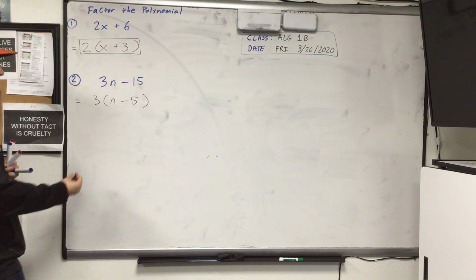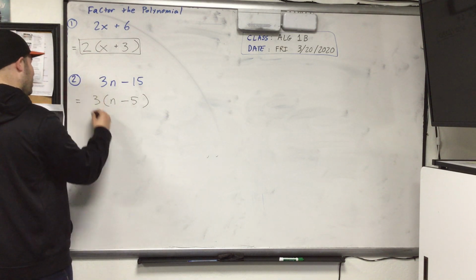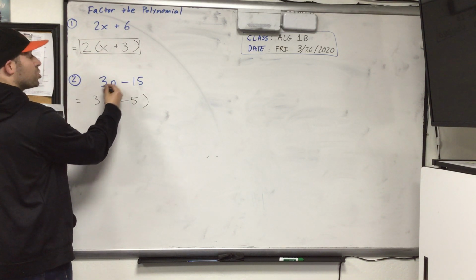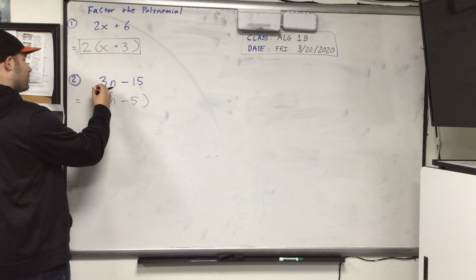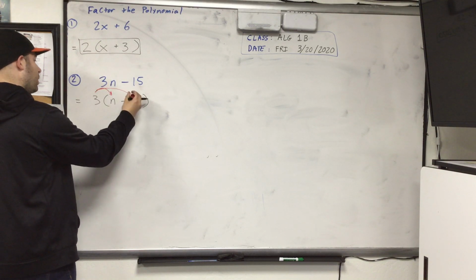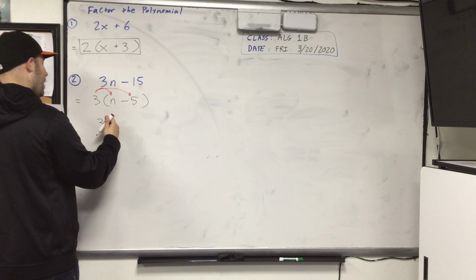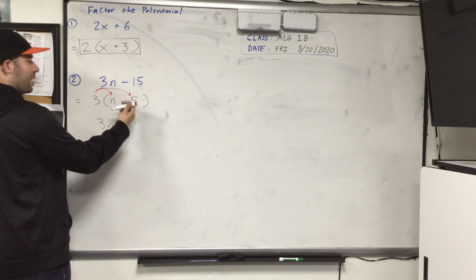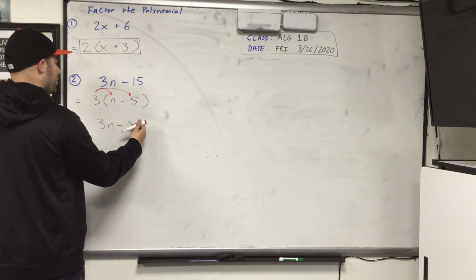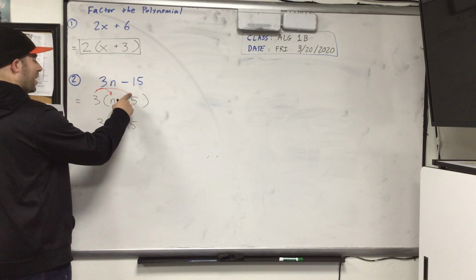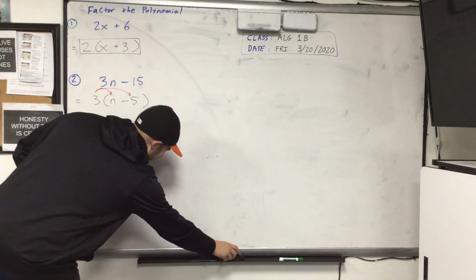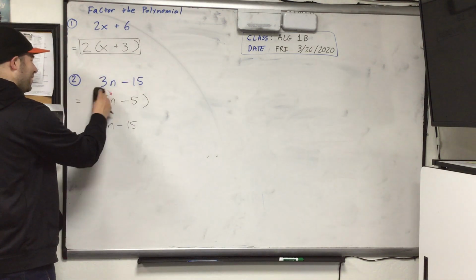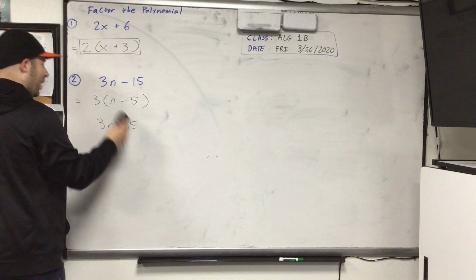You can check your work. So I'm going to erase this part down below. If I FOIL this, if I distribute this out, I'm going to get 3 times n, which is 3n. 3 times negative 5 is also negative 15. So this whole thing checks out. So let me just erase that, and I can put the box factored out. We're going to do more of this on Monday.